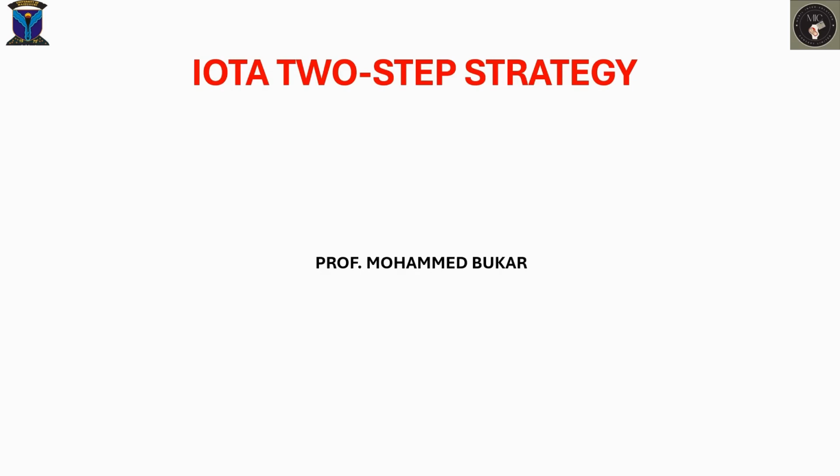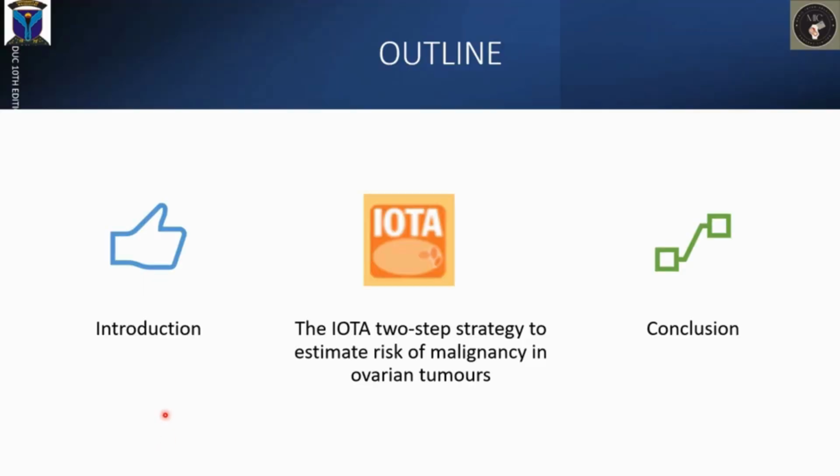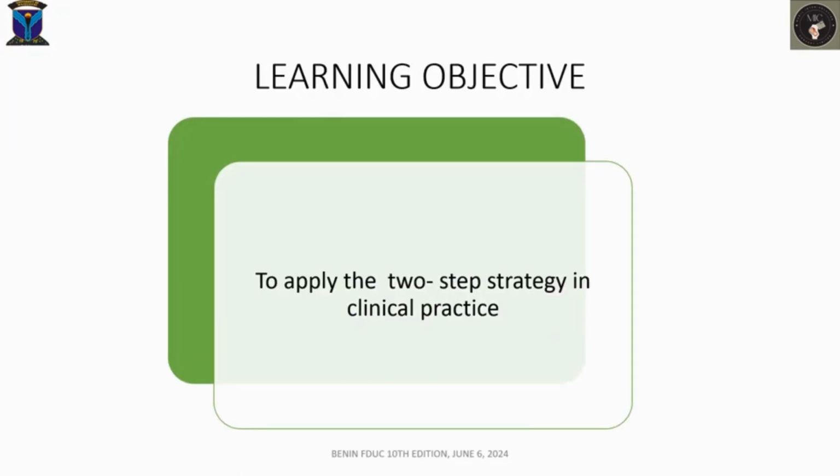IOTA two-step strategy. After the introduction and before we conclude, we look at how to use the two-step strategy to estimate risks of malignancy in ovarian tumors. We have just one learning objective, and this is to know how to apply the two-step strategy in clinical practice.